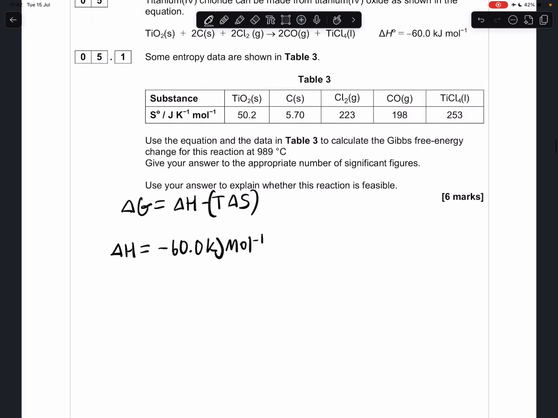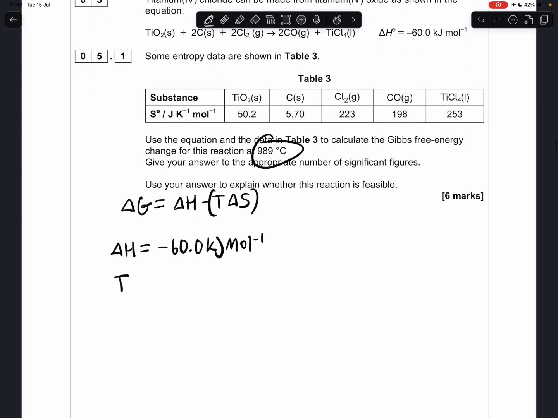But first, what is our T? Our T is 989 Celsius, so we need to convert that to Kelvin. So if you do 989 plus 273, that's going to give you your temperature in Kelvin, which is 1262.